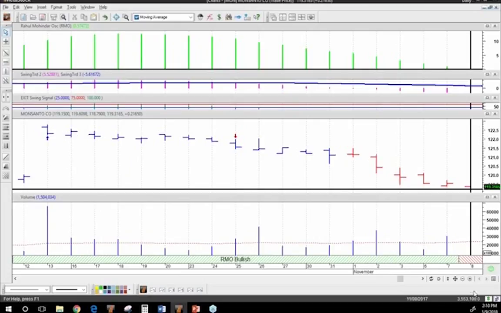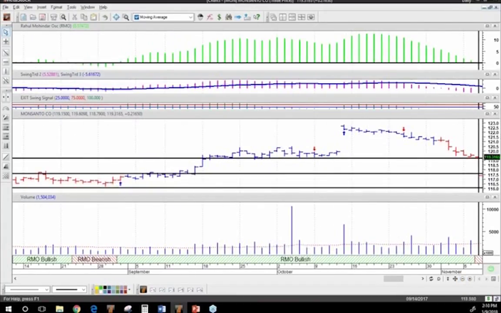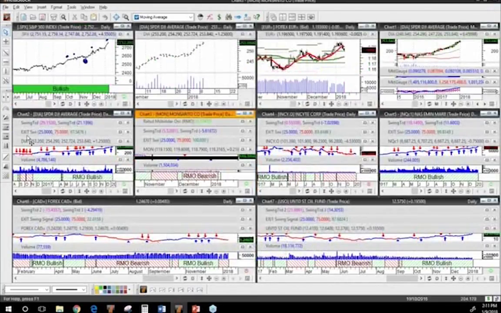Now, this wasn't a very good long-term trend, but we were able to pull some money out of it. We got in here at the 117 level. We got out at 119. So we made a couple points on it, nothing huge, but not all your trades are going to be huge. Maybe Monsanto is not the best example to look at. We've had a lot of trades that have been very, very good, like USO.